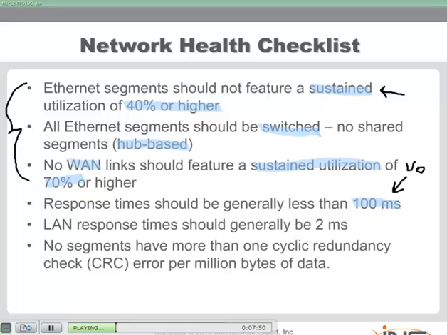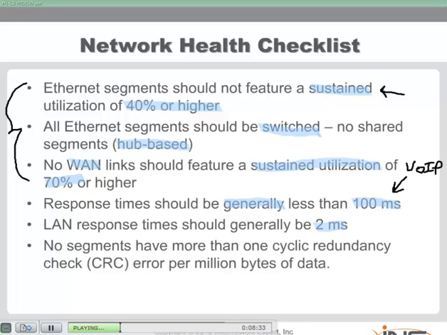For voice over IP, you have to guarantee that there is low latency. For other forms of traffic like web traffic, HTML traffic, we don't have to be as concerned about that 100 millisecond number, but for other forms we do. Remember, a lot of these network health checklist statements are generalizations. And in fact, that one even comes right out and says, look, generally, we want to be in that 100 millisecond area.